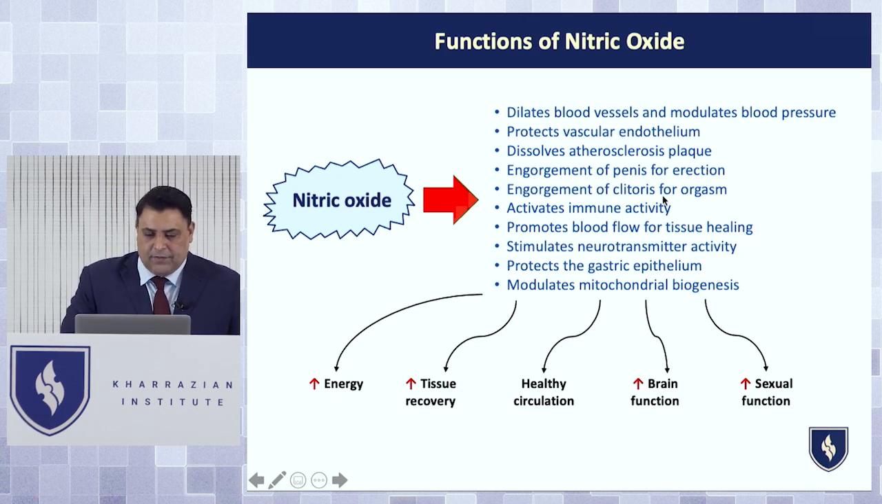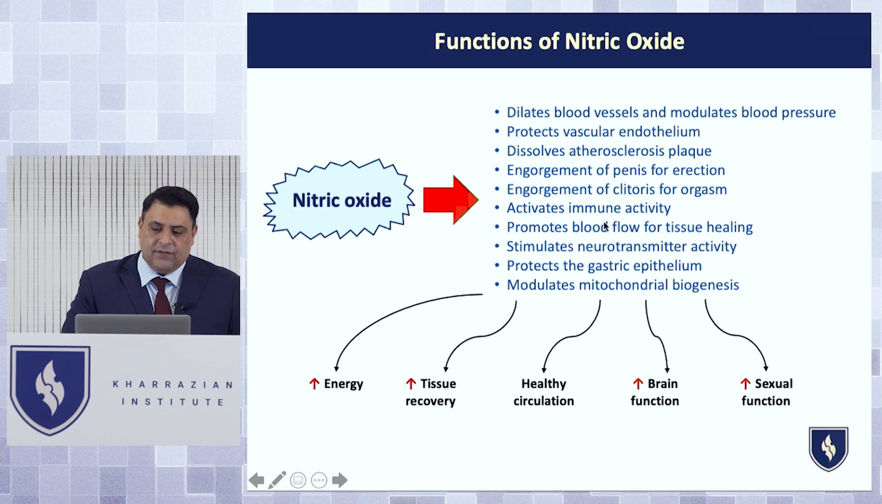There's engorgement of the penis for erection. There's engorgement of the clitoris for orgasm. It activates immune activity. Promotes blood flow for tissue healing. Stimulates neurotransmitter activity in blood vessels and in the brain and throughout the body. Protects the gastric epithelium and modulates mitochondrial biogenesis. And these things increase energy, tissue recovery, healthy circulation, brain function, and optimize sexual function as well.